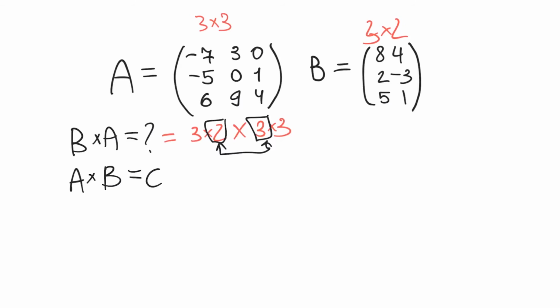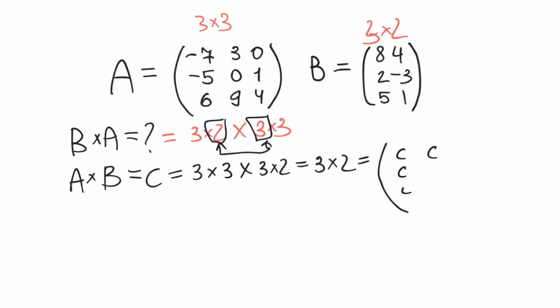So our matrix C, let's call it that, is going to be a product of a 3 by 3 matrix and a 3 by 2 matrix. That gives us a new matrix of the size 3 by 2. Let's write it right here. It's going to have 3 rows and 2 columns: C11, C12, C21, C22, C31, C32, and we'll write our answer right here.